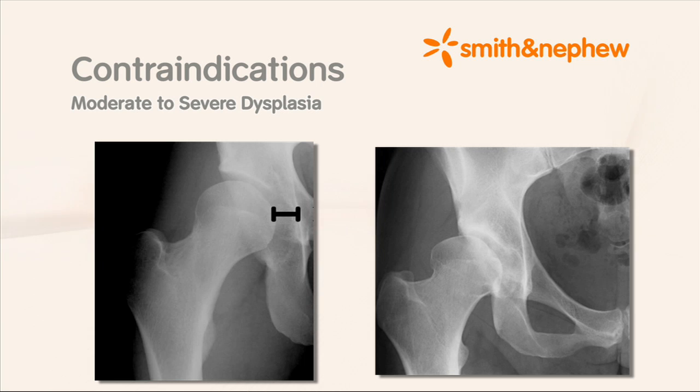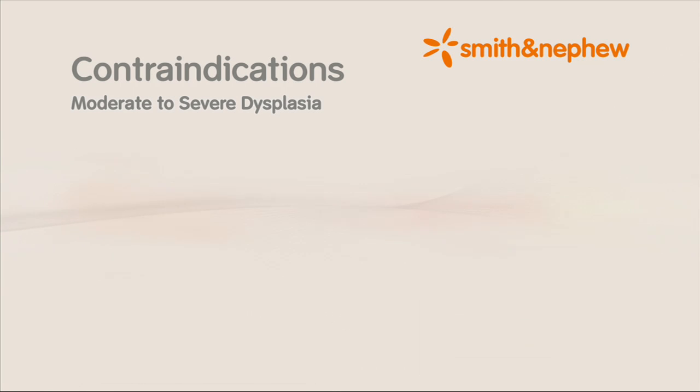It should also be noted that anterior rim resection in the presence of a crossover sign with a deficient superior and posterior acetabulum can lead to global structural instability and should be avoided.